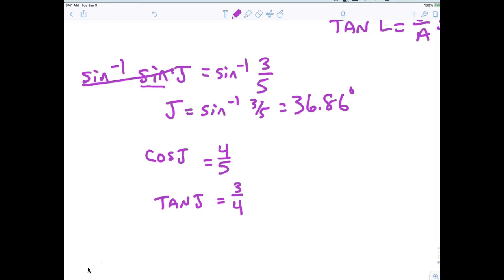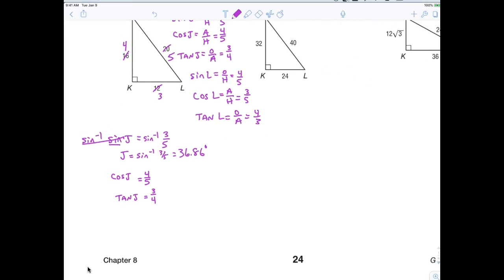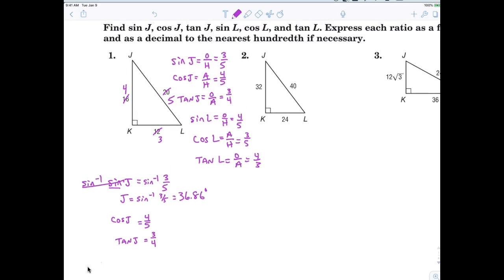36.86 roughly degrees. That means that triangle J, look up now, you have to be hearing me. That means this angle right here is 36.86 degrees. Everybody hearing me? Right? So that's why the trig is super important.